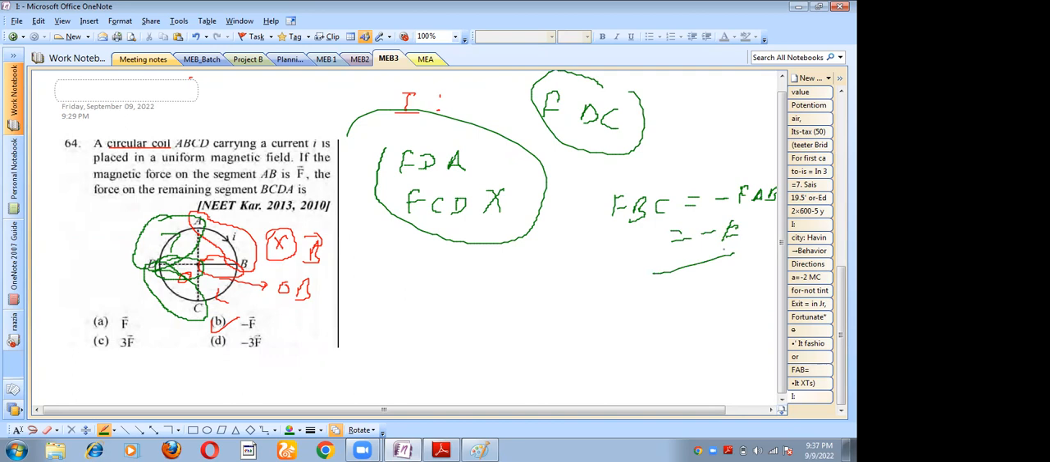So all of you understood the first method? So the correct answer is B. Anyone having any doubt, please ask. So here the forces on DA and DC will be cancelled out, and the forces on AB and BC should be equal and opposite. Therefore the force on BC is minus F. In simple words, you can solve it in one line. All of you got this? Yes, sir. Okay, now see the second method.